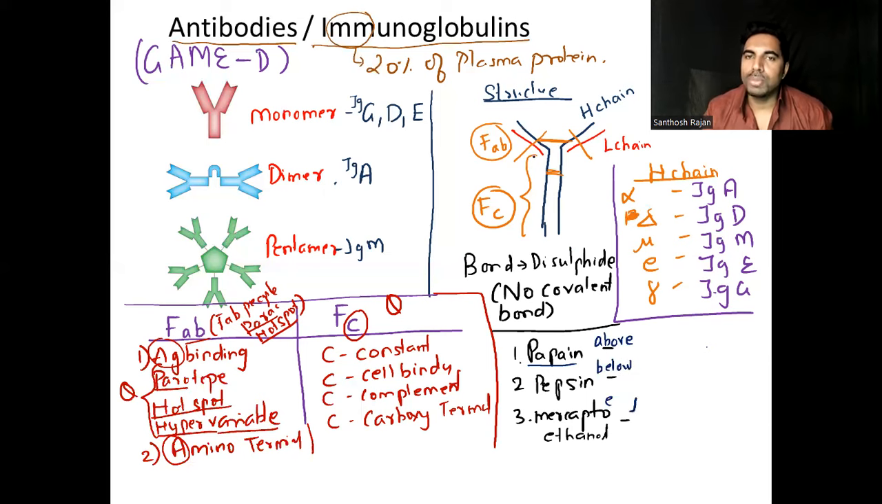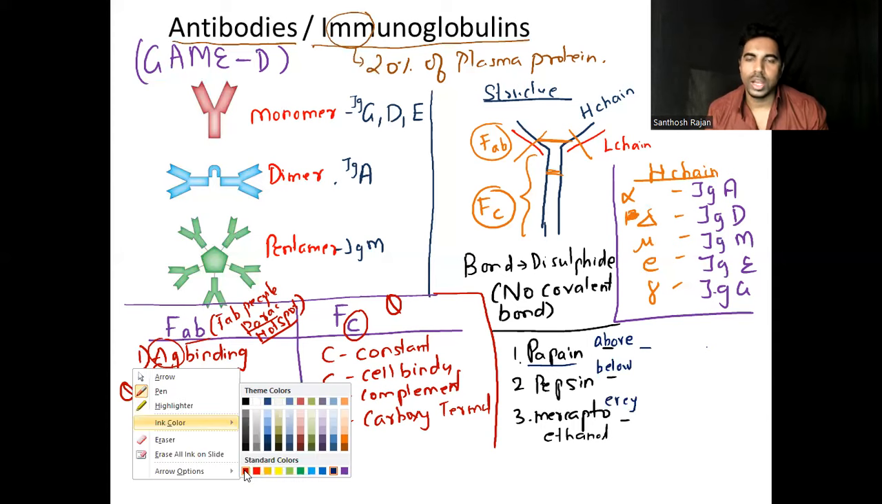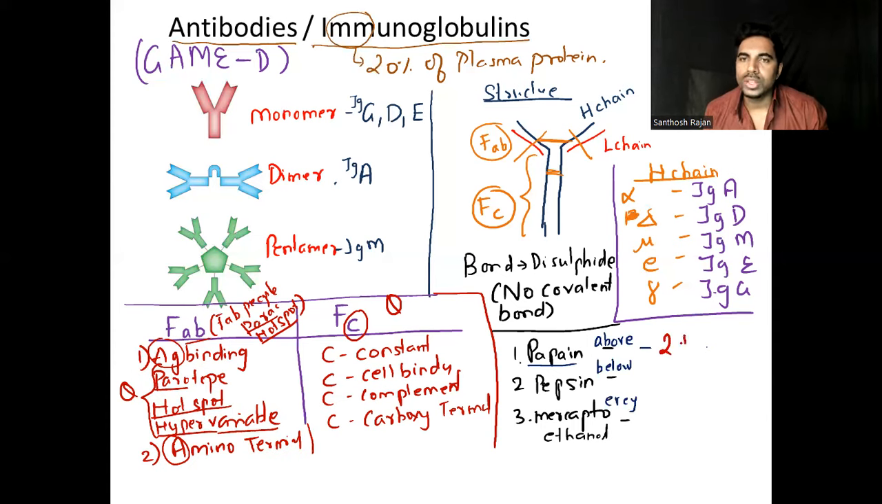Everywhere. So when the bond is, this is the bond I told, right? So when you imagine the bond is cut here, what happened? When it is cut here, you will have what? What will happen to the Fab? There will be two Fab, right? When it cuts above the bond, you will have two Fab and one Fc. It will break like that.